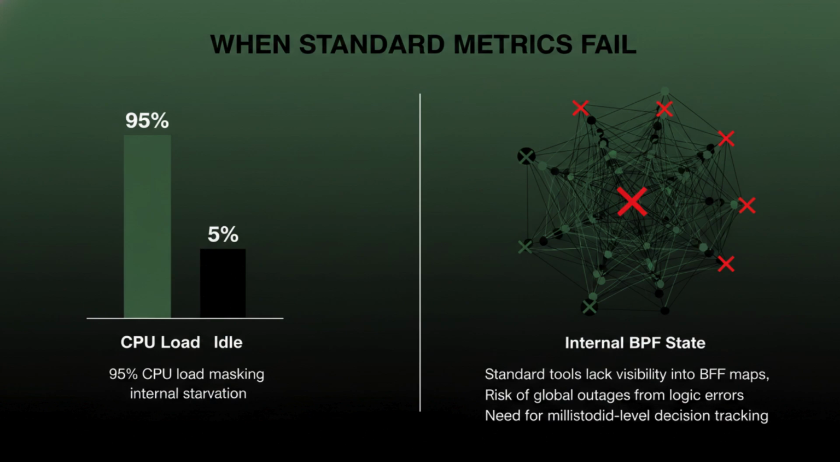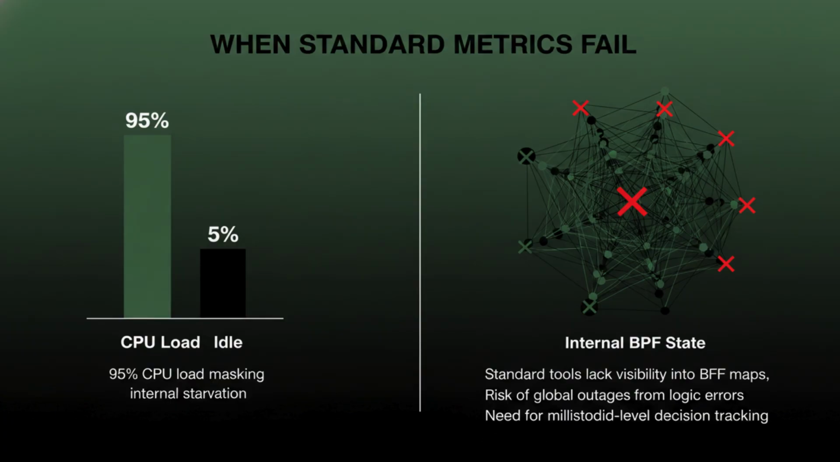If a high-availability system experiences jitter or unexpected latency spikes, your first instinct is to check CPU utilization. But in a SCHEDX environment, high CPU utilization doesn't tell the whole story. You might see 95% load, but is that load balanced? Are tasks being starved by a logic error in your BPF maps? Traditional tools cannot see the internal priority queues or the dispatch versus consume logic defined in your custom code.